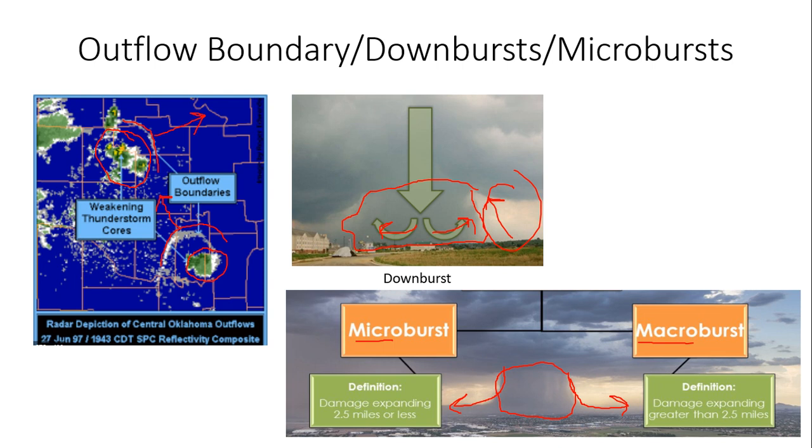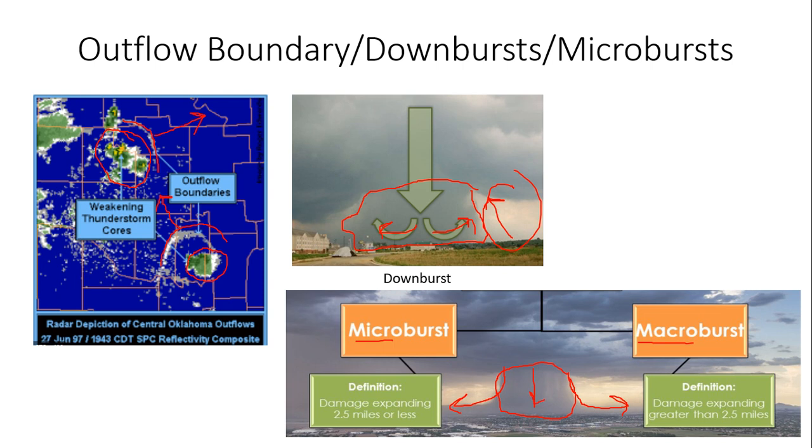These straight line winds is what they're known as, and they can cause just as much damage as a tornado. In fact, the National Weather Service will send teams out after damaging thunderstorm events. They send teams out to the field to determine whether it was a tornado that caused the damage or just general straight line winds.